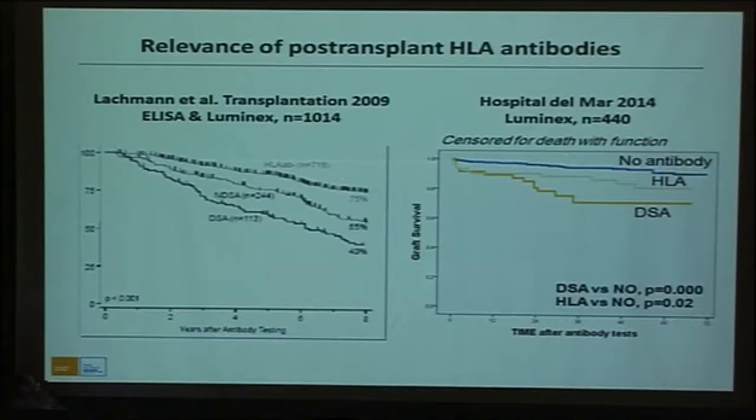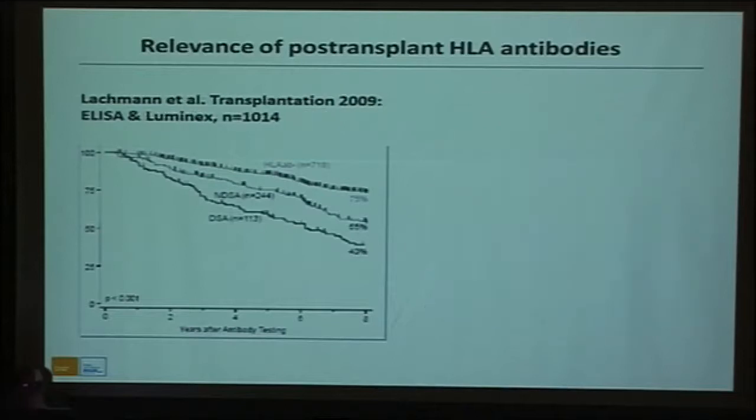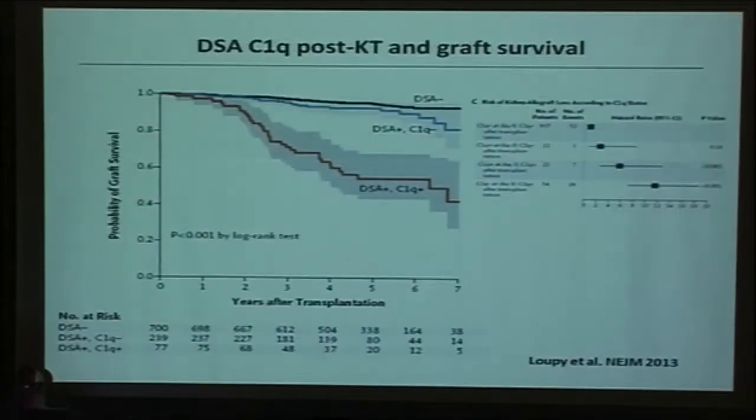As you can see, the grafts are quite similar. No antibody is the best, 90% at 6 years. Having a DSA is clearly impacting. Graft survival is more or less 73% at 5 years. So much lower graft survival if you develop a specific DSA.